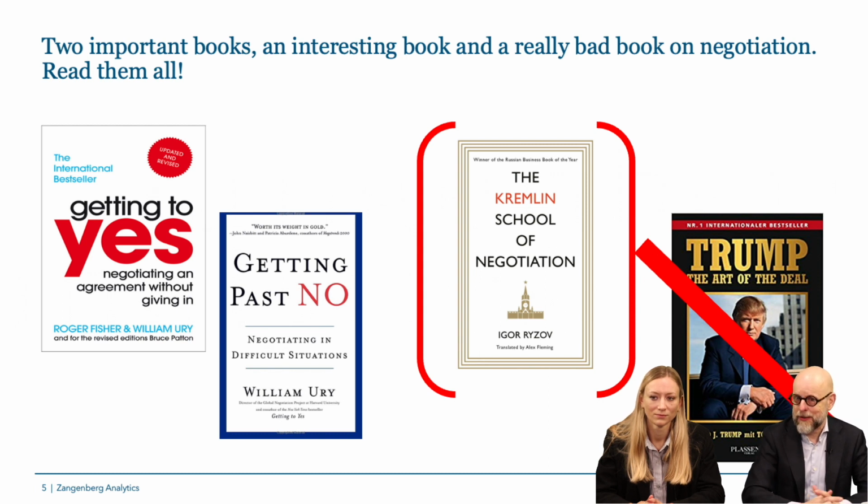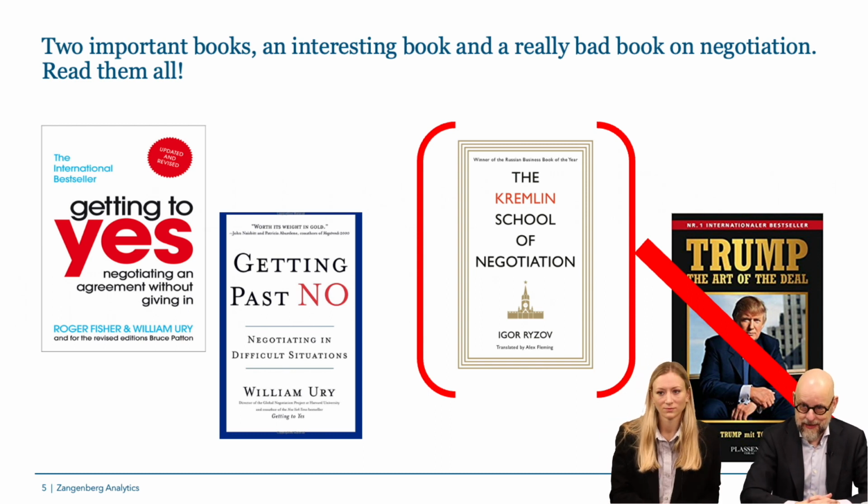A funny book showing what went on behind the Iron Curtain during the Cold War is the Kremlin School of Negotiation. That is more to get the insight of how the other party thought about things, which is, by the way, quite similar to how the Americans thought about things, which is represented in Getting to Yes.